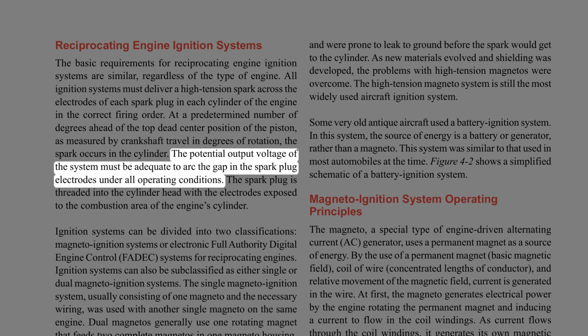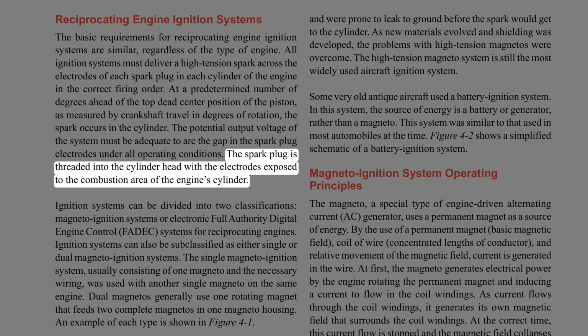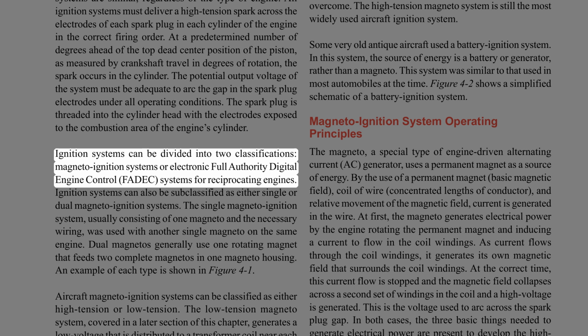The potential output voltage of the system must be adequate to arc the gap in the spark plug electrodes under all operating conditions. The spark plug is threaded into the cylinder head with the electrodes exposed to the combustion area of the engine cylinder. Ignition systems can be divided into two classifications: magneto-ignition systems or electronic full authority digital engine control (FADEC) systems for reciprocating engines.